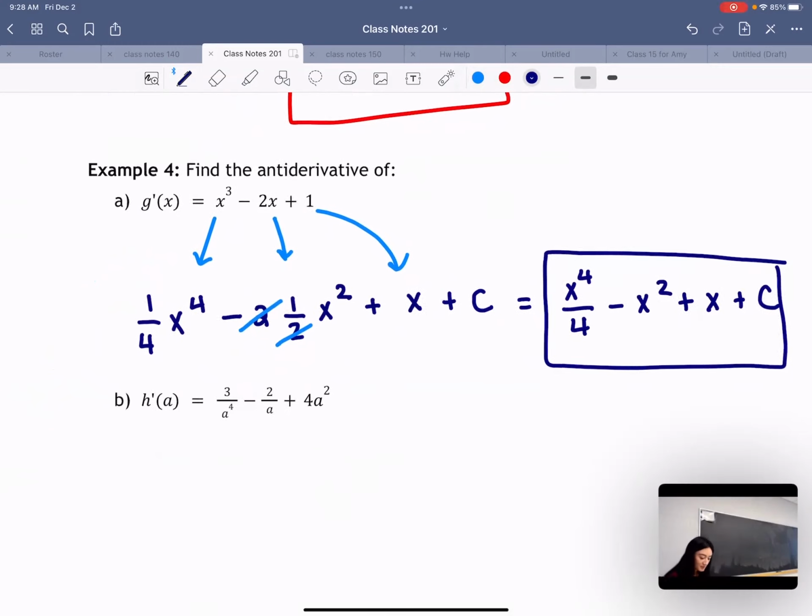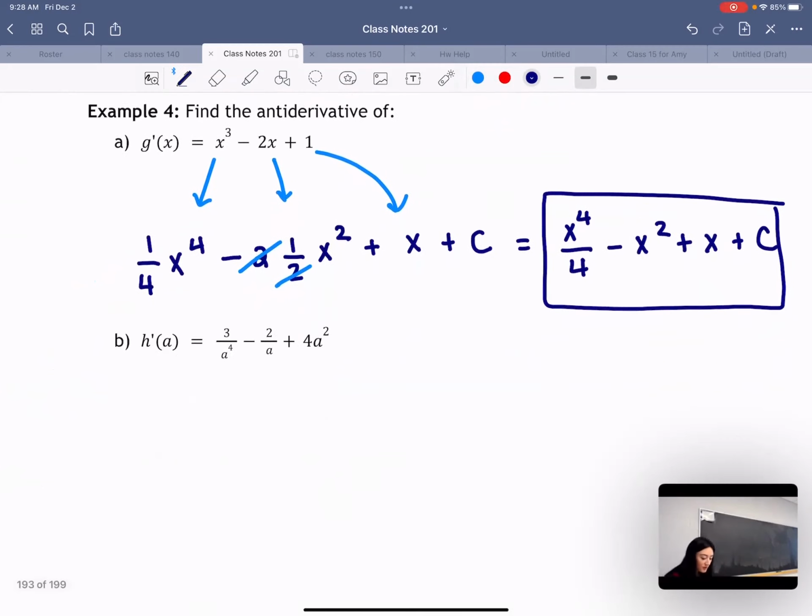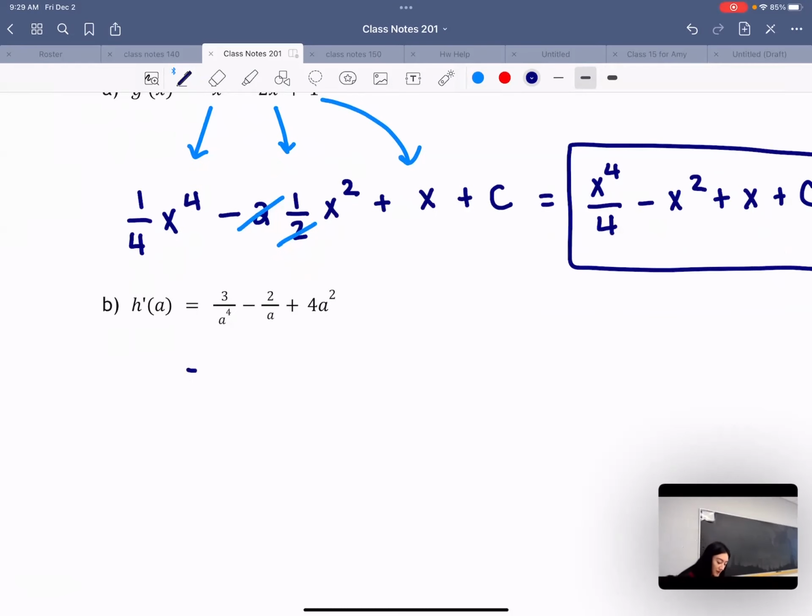All right, let's move down to part B, which I think was a little bit harder. Now, whenever we do antiderivatives, we're going to do the same thing with derivatives. Whenever we see a power in the denominator, I always like rewriting the power in terms of a negative power. So instead of writing 3 over a to the 4th, I like writing 3a to the negative 4th. Now, I'm not going to do it with the 2 over a. Any guesses on why I'm not changing 2 over a to 2a to the negative 1?